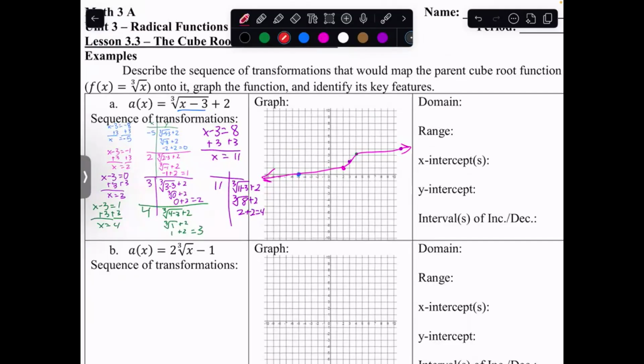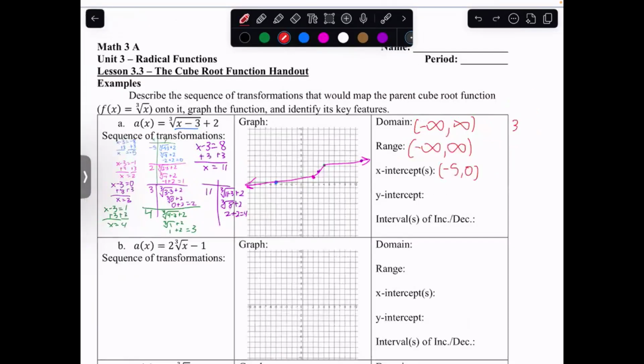So, domain: negative infinity to infinity. Range: also negative infinity to infinity. X-intercept: you can see it cross at negative 5, 0. Y-intercept: you cannot clearly see, so you have to plug into the formula. You could take the negative out front. Remember, cube root of a negative, the negative moves out front. And then the entire graph is increasing from left to right.